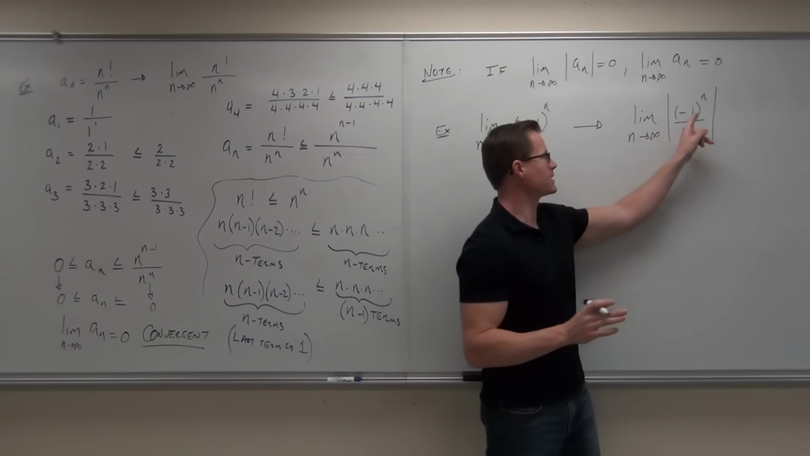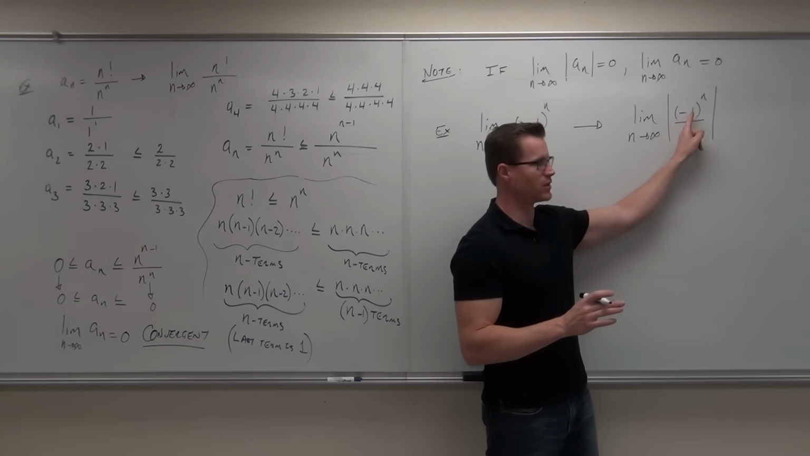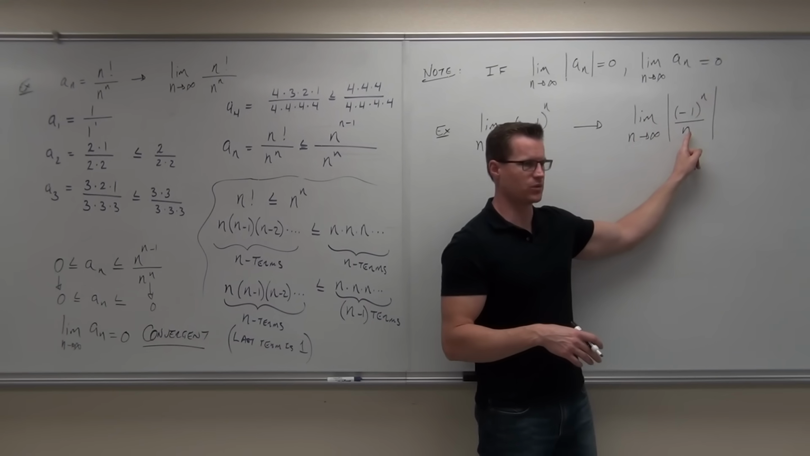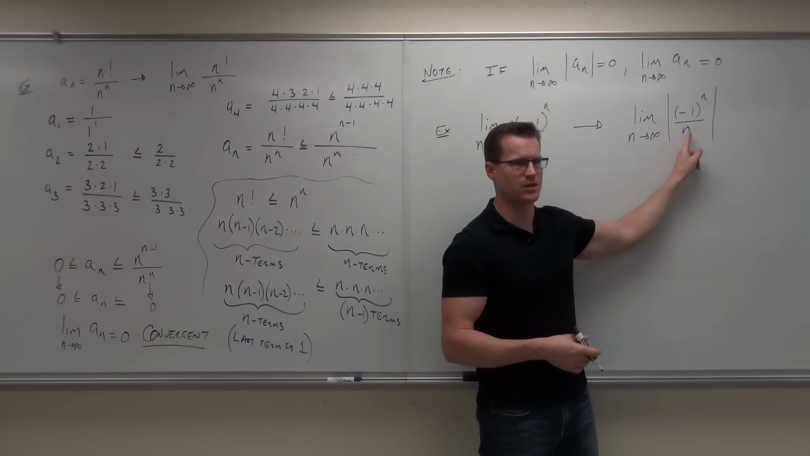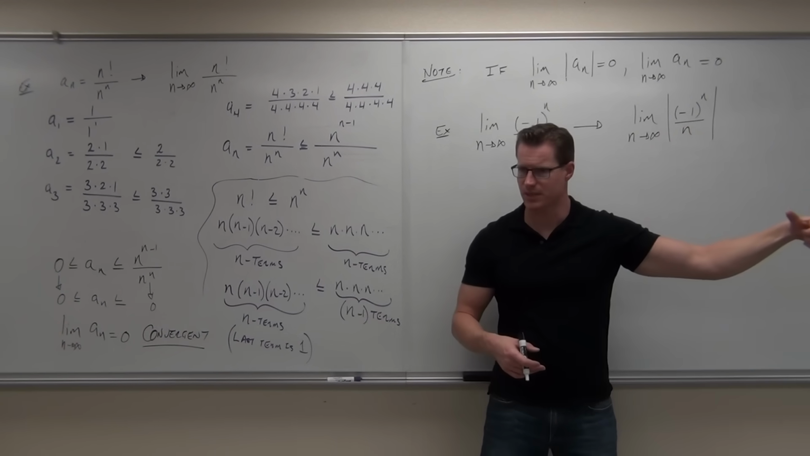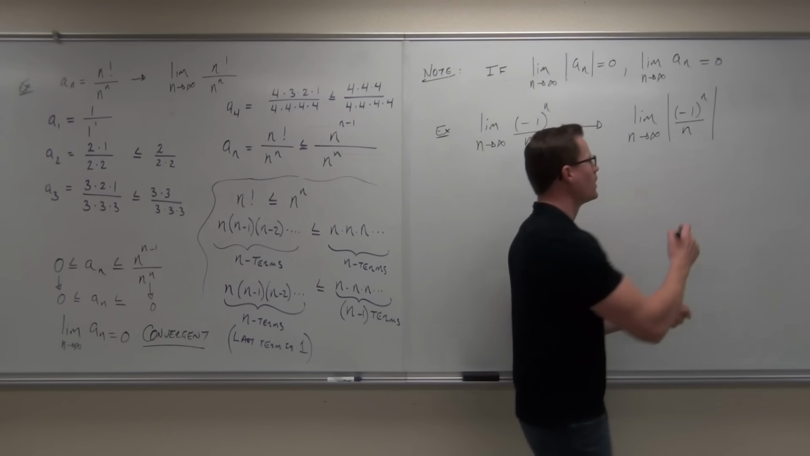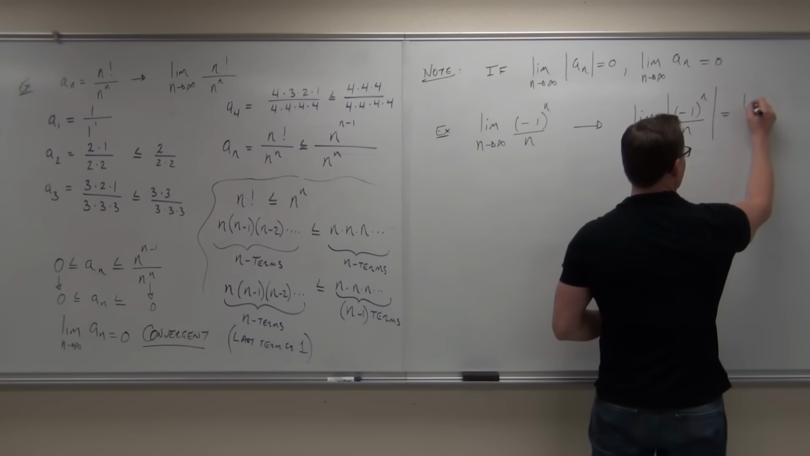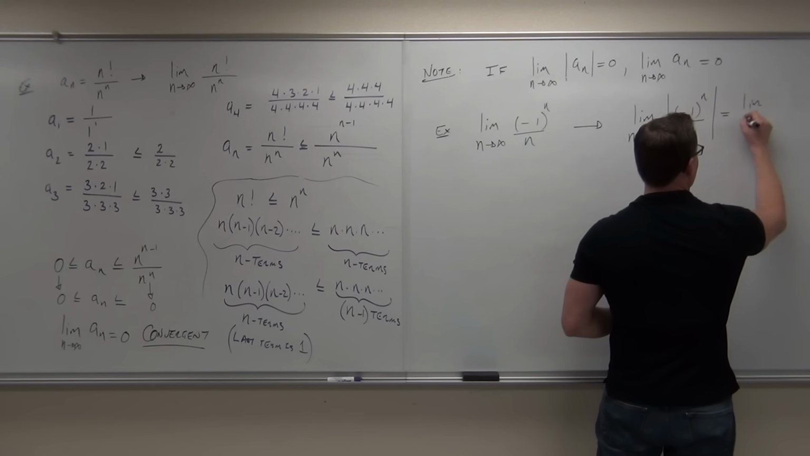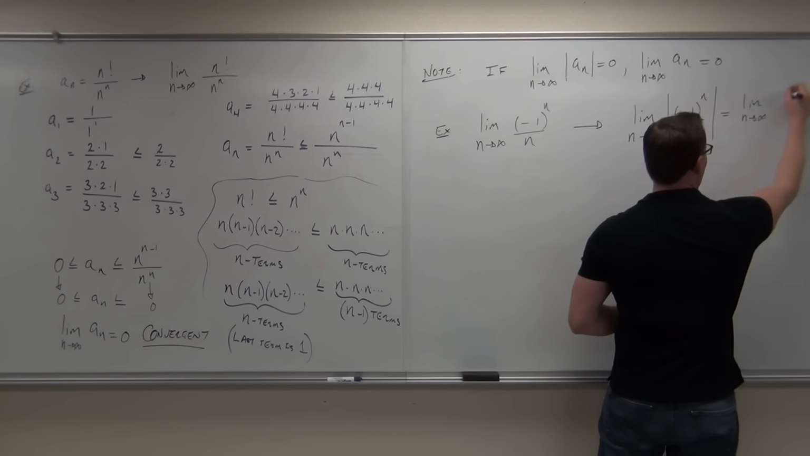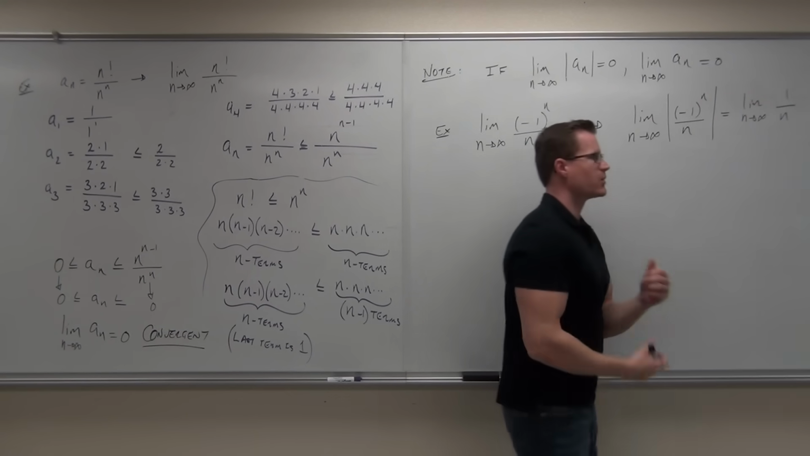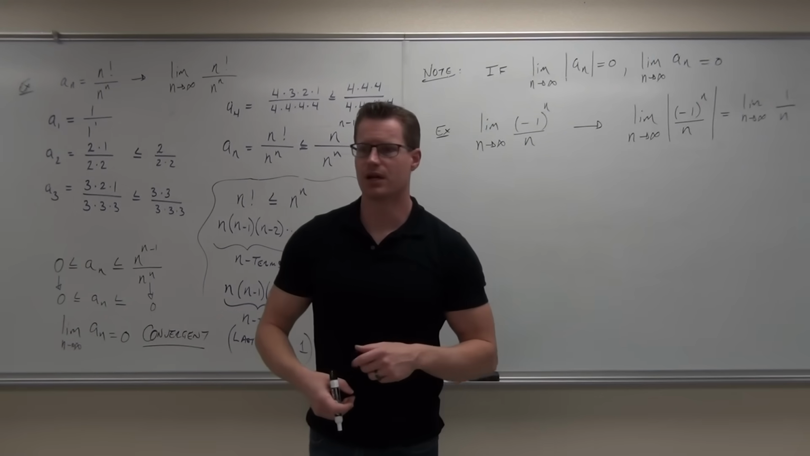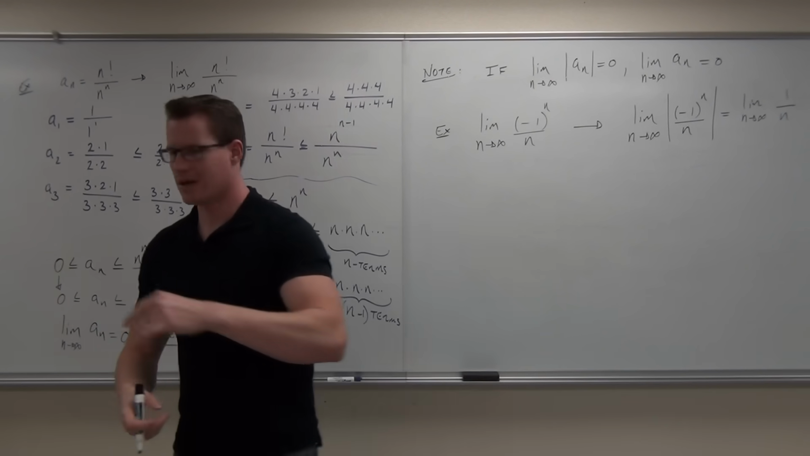Take positive 1, take the absolute value. It's 1. Take negative 1, take the absolute value. It's 1. And I don't care what we do with n, because the absolute value of a positive number is always positive. n is always positive. Does that make sense to you? Therefore, this would be equivalent to the limit as n approaches infinity of 1 over n. Tell me, what's the limit as n approaches infinity of 1 over n? 0. Absolutely.